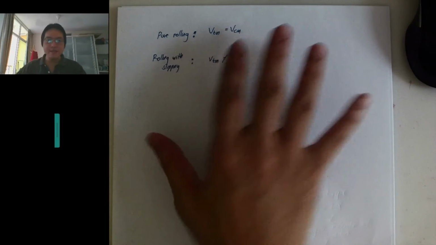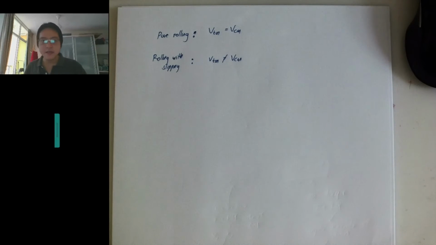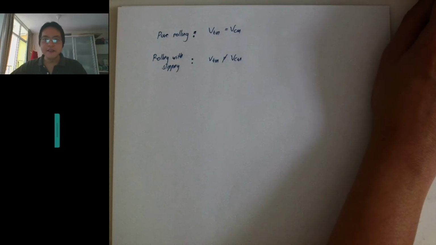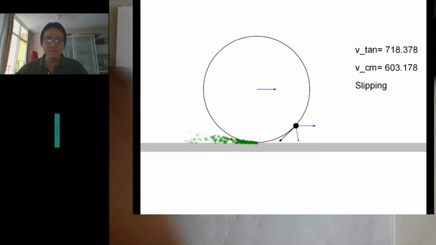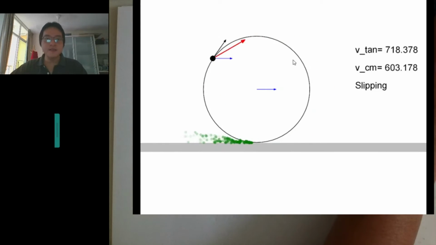Without explaining the technical stuff in detail, I will leave that for next week. But let's see what happens if I change the velocity of one of them. If V tangential is faster than V of center of mass, then the 2 magnitudes are not the same. The reason it's slipping is because these 2 vectors are not the same, so there is a net velocity here. So it's scraping against the ground. This is rolling with slipping. Only when they have the same magnitude does it become pure rolling.